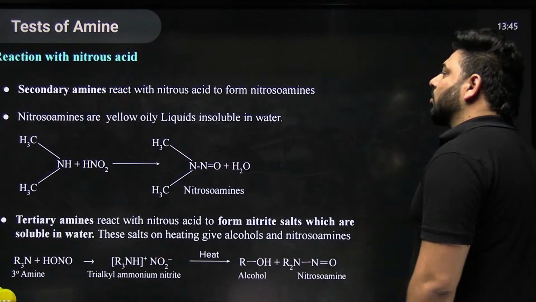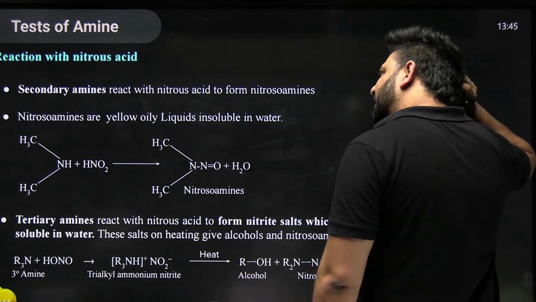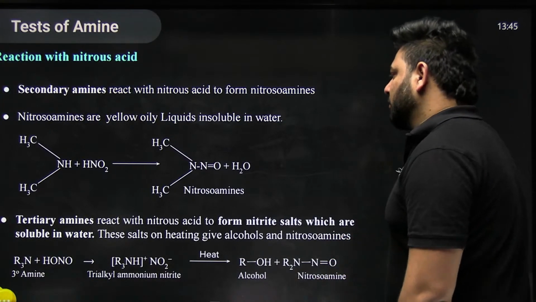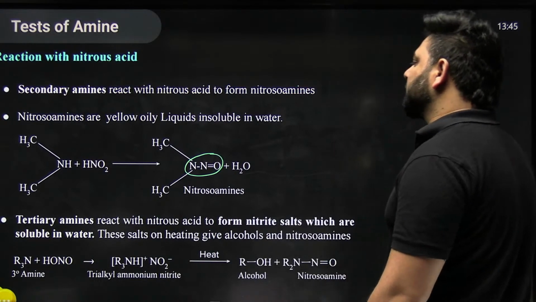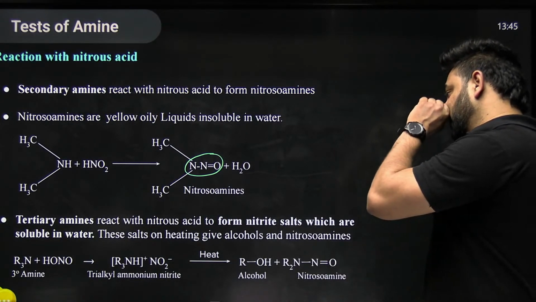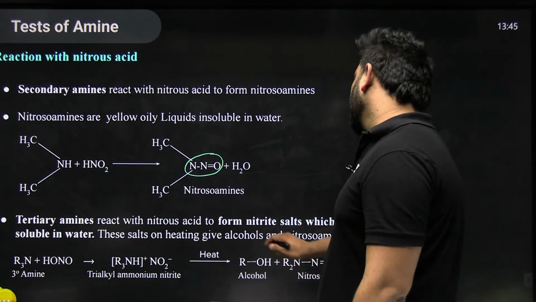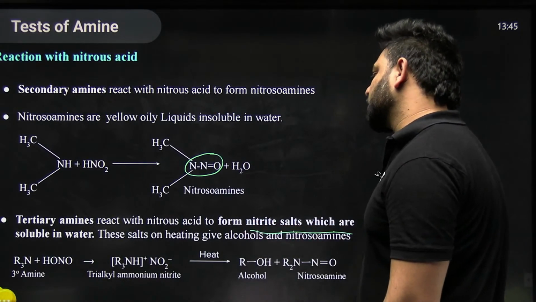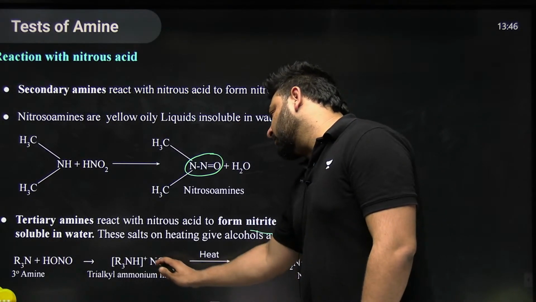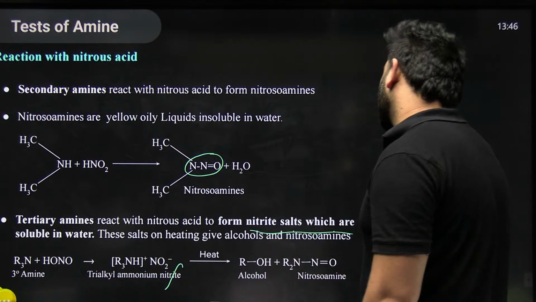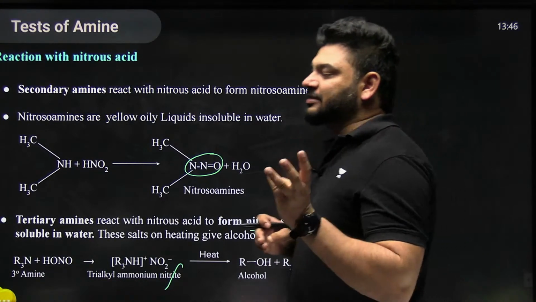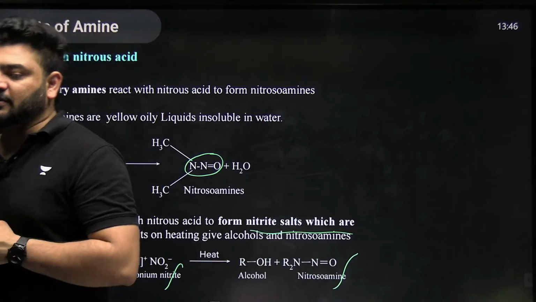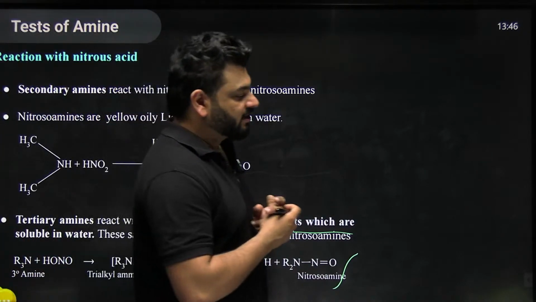Secondary amines also react with nitrous acid to form the nitrosoamine. So they will give you a nitroso compound instead of N2 positive Cl minus. And tertiary amines form the nitrite salt, which is soluble in water, like that, R3NH NO2 minus. On heating they also give you alcohol and nitrosoamine. So this is the test for primary, secondary, and tertiary amines. All three react in different ways, producing the respective products.